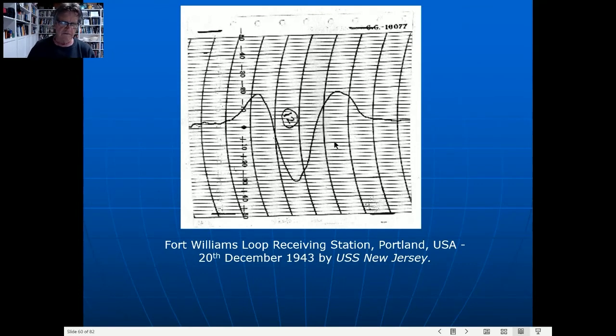Here's an image taken from the USA. Now this was a loop receiving station from Fort Williams on the east coast of USA at Portland. But that was not an enemy ship, that was the USS New Jersey going across it. But you can see the paper chart, a beautiful shape, just like I got on the oscilloscope, or just like we get in theory. Now that looks like a W upside down. They call that the inverted William shape in Navy parlance. So you could either have a William pattern or an inverted William.